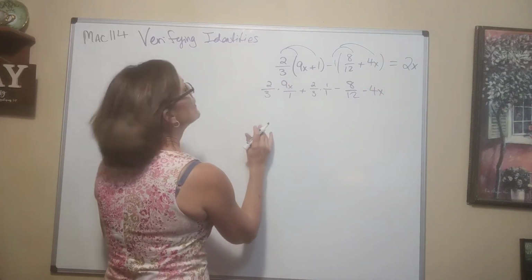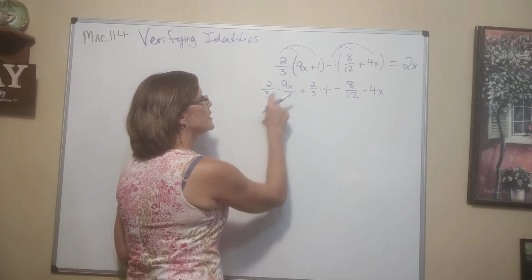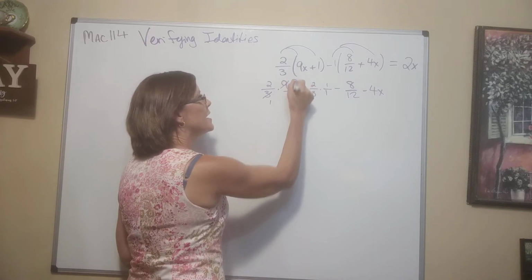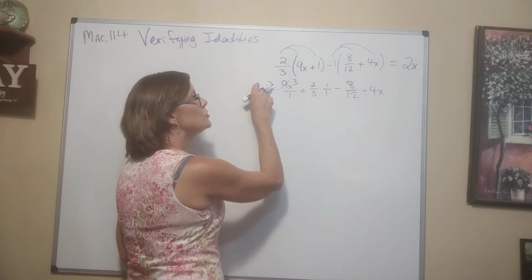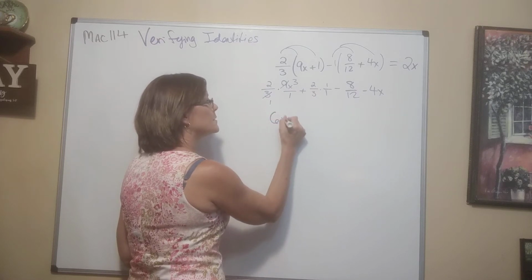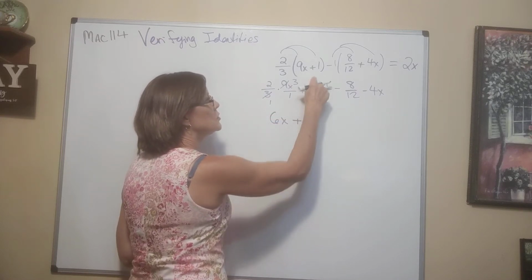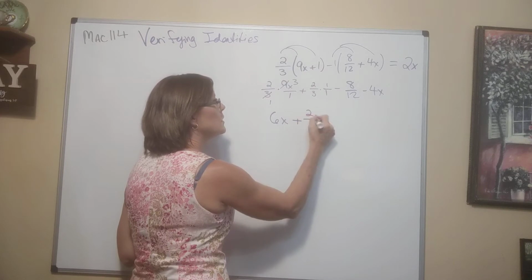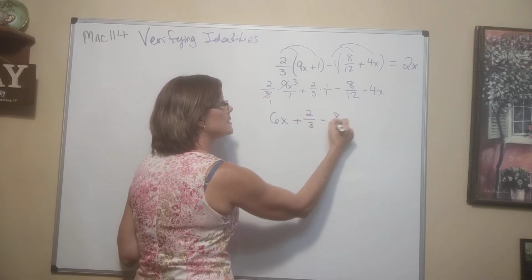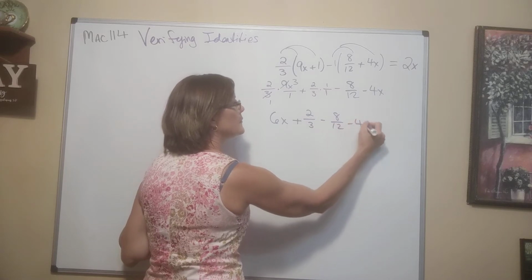All right. Right here, I have 2 over 3 times 9x over 1. 3 can go into 9 3 times. So really I have 2 times 3 times x over 1, or just 6 times x. Plus 2 times 1 is 2. 3 times 1 is 3. Minus 8 over 12 minus 4x.